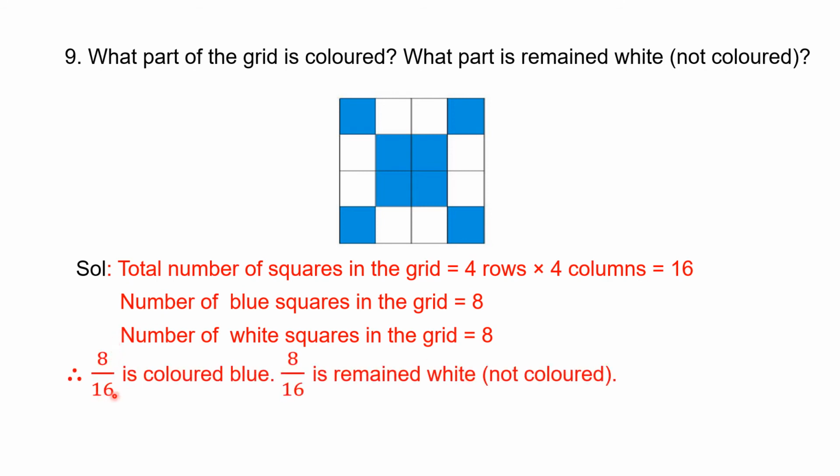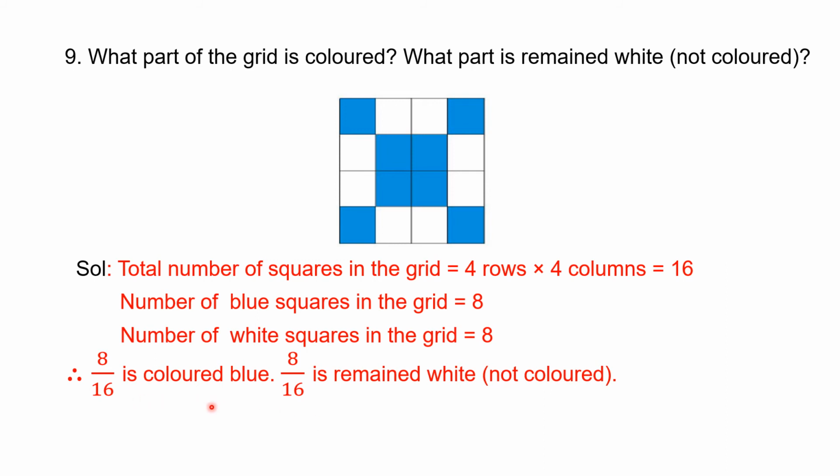8 by 16 is colored blue. Out of 16 squares, 8 are colored blue. So we can write it as a fraction 8 by 16. 8 by 16 is remained white, not colored. 8 squares are not colored. They remain white only. So its part is 8 by 16. 8 out of 16.